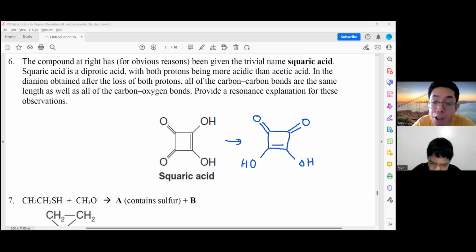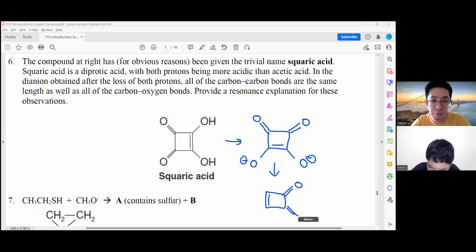Hindi, ang gagawin mo diyan, Josh, naka-dianion form na. Kasi kapag naka-dianion form, doon mo mapapakita lahat ng carbon-carbon bonds at carbon-oxygen bonds ay equal in length. Okay, go ahead. You start from there.